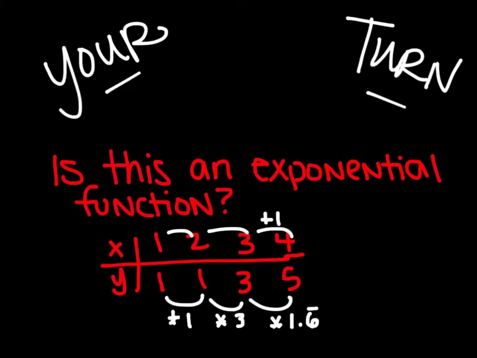All right, here is the answer for you. The answer here is no, and if you look, the x values are all adding by 1, and that's normal. But the y values is what's really important, and that's not a constant ratio. We are not multiplying by a constant amount, as you can see, so the answer is no.